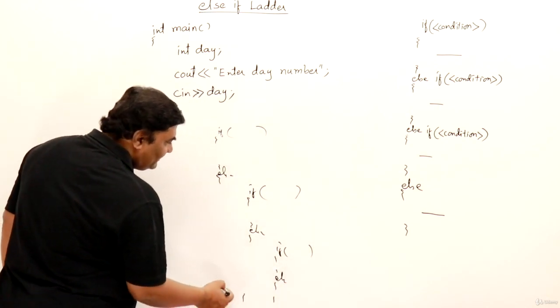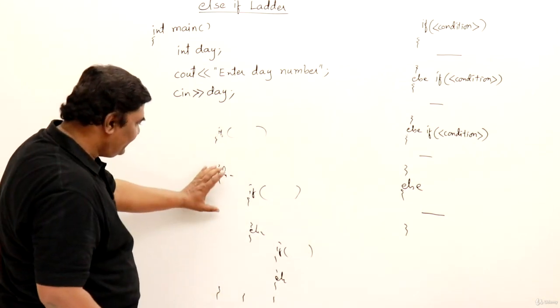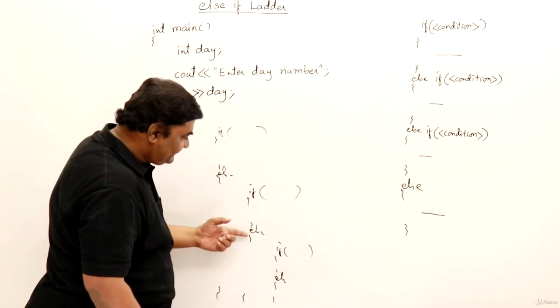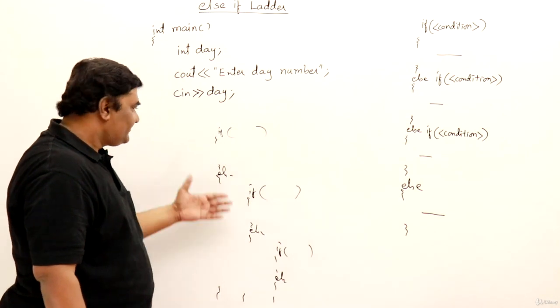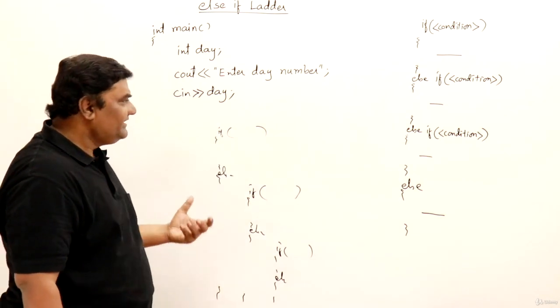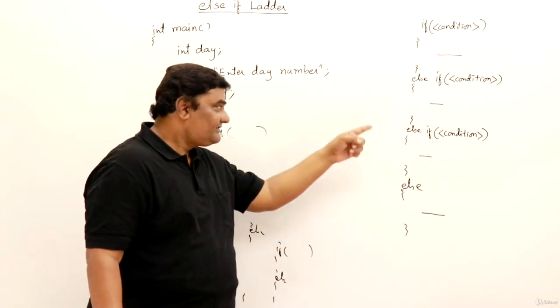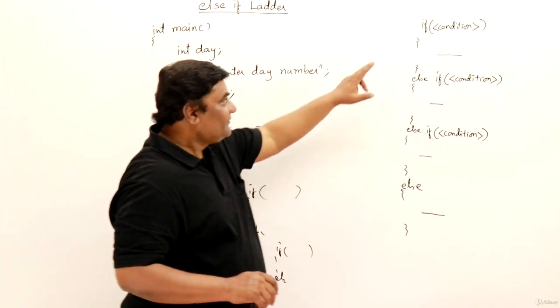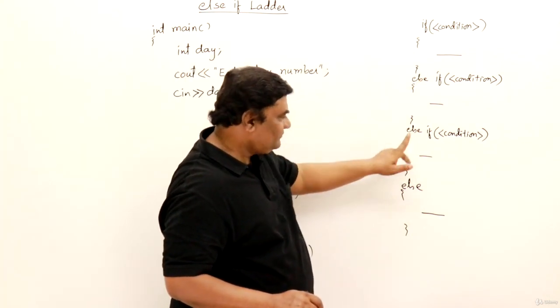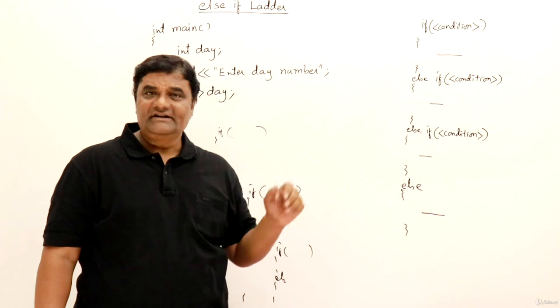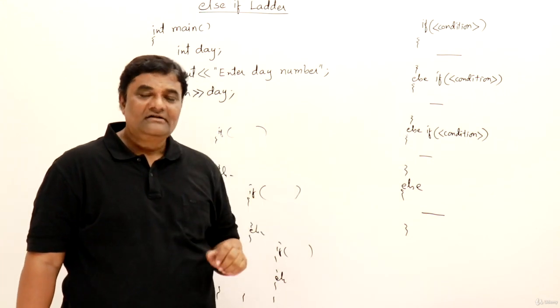So this is how the body is. This is if, inside else, again if else is there. Inside else, again if else is there. If you write like this, it looks very congested. So this is better. This looks like a ladder. From here we can climb down, down, down, down. That's why it is called an else if ladder.